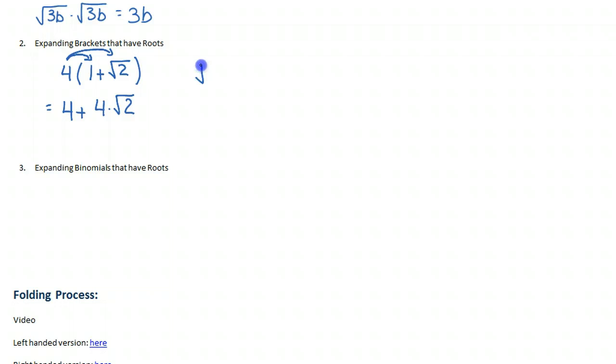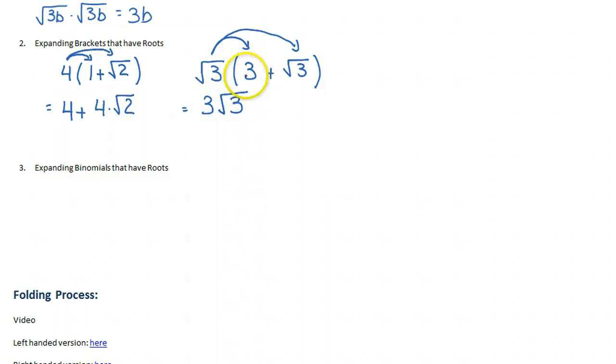I could have an example where I have, say, root 3 times, let's say, 3 plus root 3. Well, in this case, same idea. I'm just going to multiply it in. So I'm going to end up with, well, 3 times root 3, because, again, 3 times root 3, I don't know what that is exactly. We usually write the constant in front. And then now I'm going to say root 3 times root 3 is going to give me the square root of 9, which is simply 3. Okay?